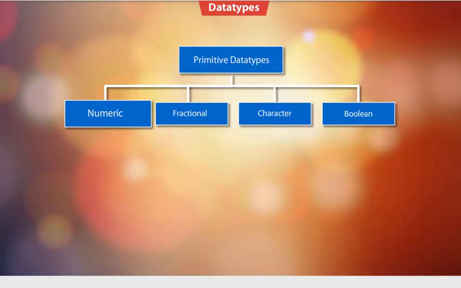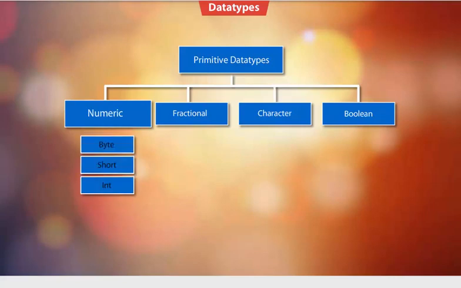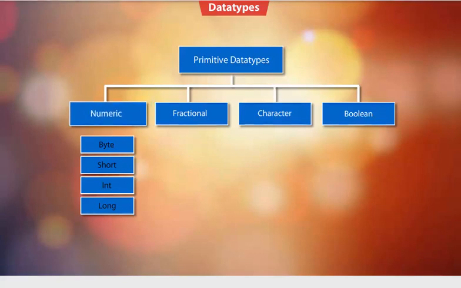Numeric integral primitive data types are used to store numeric values that are whole numbers only. The numeric integral category includes four data types: byte, short, int, and long. Java does not support unsigned data types, as these include positive numbers only. In Java, you can store all numeric types, negative as well as positive.